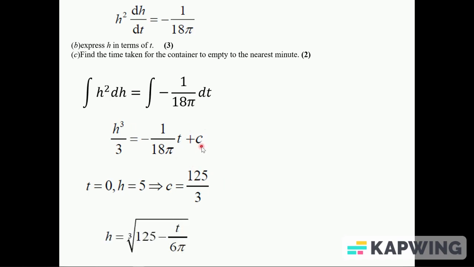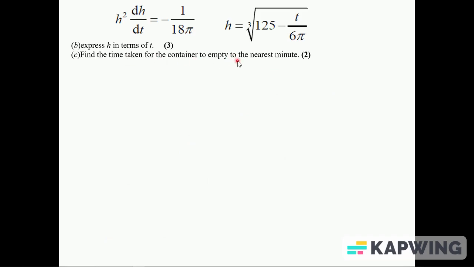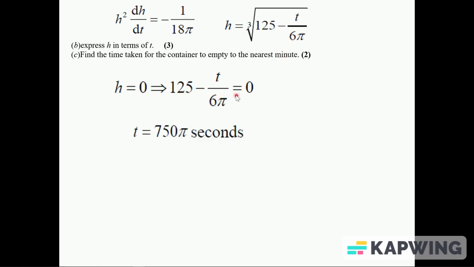So putting the c in there, we'll have 125 over 3 minus t over 18 pi, which is h cubed over 3. So multiplied by 3 and cube rooting it, I get h in terms of t. Then for the time taken for the container to empty, we want h to be 0, so 125 minus t over 6 pi is equal to 0. 6 pi times 125, 750 pi seconds, which is about 39 minutes.